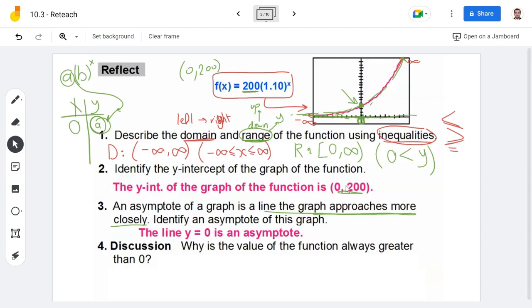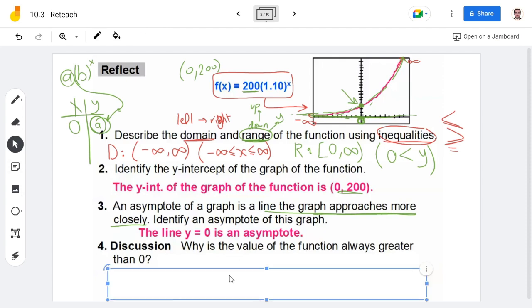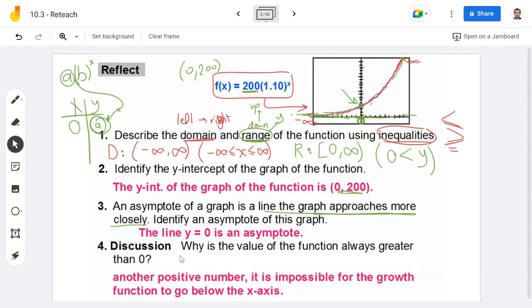Why is the value of the function always greater than 0? Y is always greater than 0? Okay, because a is a positive number, it is impossible for the growth function to go below the x-axis. As you can see here, this is a growth function, and a here is a positive number, so for sure my function will go on forever and it will not go below the x-axis.